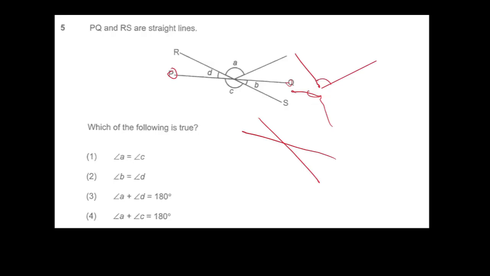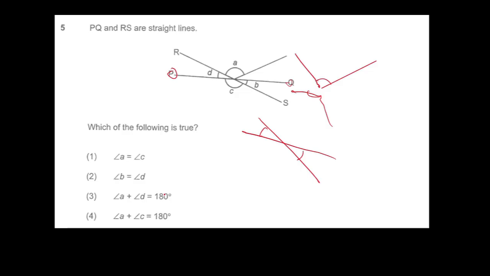Second, look at angle B: is angle B equal to angle D? Angle B and angle D are both on the straight line and they are opposite each other. So this is a possible correct answer, but we also want to check the rest just to make sure.